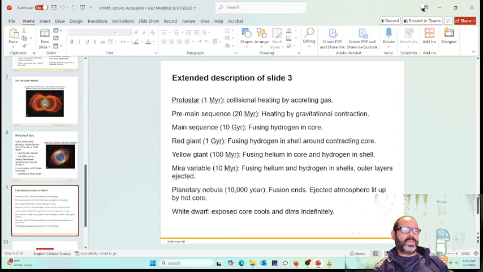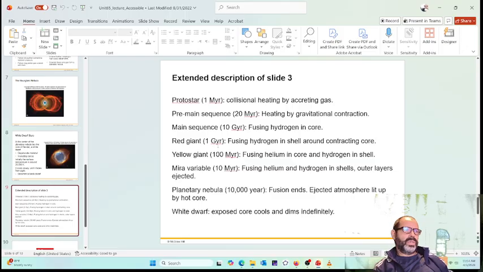The protostar stage is about 1 million years. The pre-main sequence stage is about 20 million years. Right now, for the sun, or rather for a star similar to the sun in size, the main sequence is about 10 billion years, then about a billion years. So the G in here stands for giga. Okay, so giga is 10 to the power 9, which is a billion really.